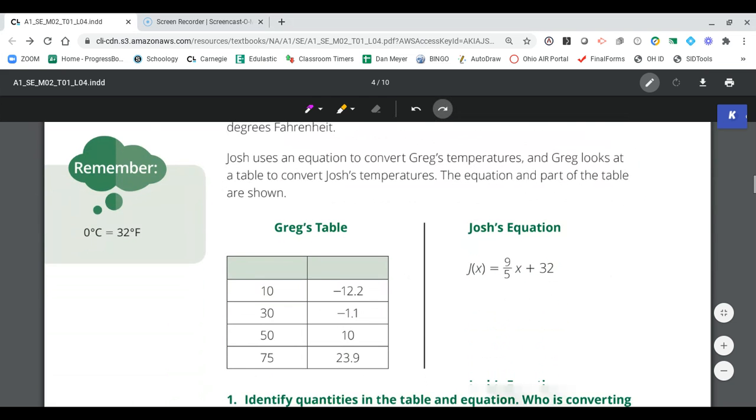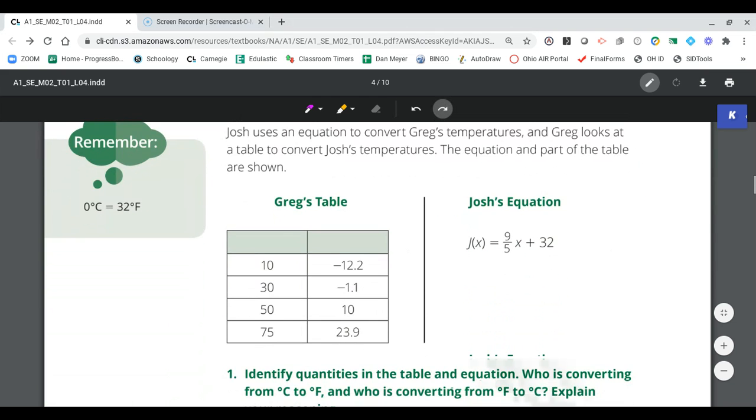So when Josh is talking to Greg, Greg is going to use that table to help him figure out what temperature Josh is even talking about. And then when Greg is talking about temperature, Josh plugs whatever Greg says into his equation to figure out what that temperature means in regards to his system or his temperature format. So remember over here, we've got 0 degrees Celsius is the same thing as 32 degrees Fahrenheit.